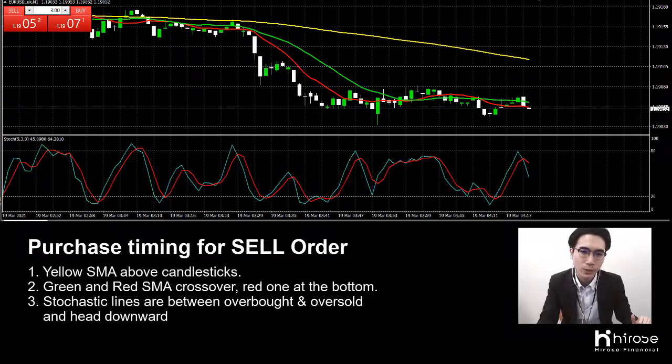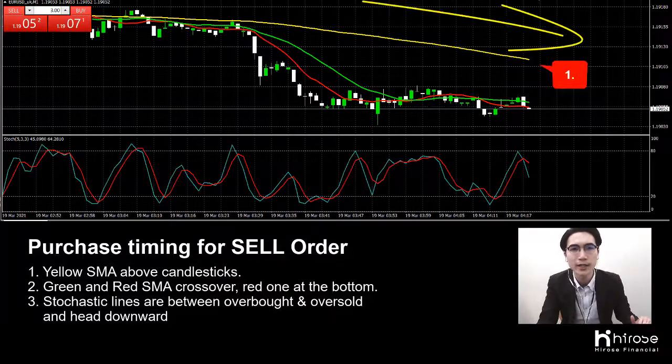First, we will confirm a trend direction using the yellow simple moving average. Here we see that the yellow simple moving average is above the candlestick and is heading downwards. So now we know that the price is in a downtrend.